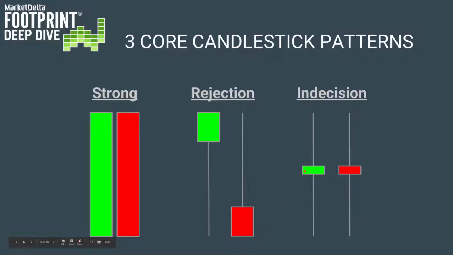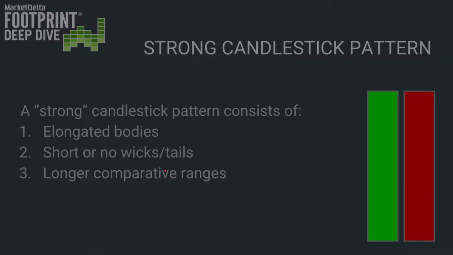And then these ones just travel randomly. They have wicks or tails on both ends a lot of times. It's more of a random trade. I call it indecision. There's not any price direction. The bars heavily overlap, which you're going to see here in a moment. And so: strong, rejection, and indecision. So let's take a look at these.